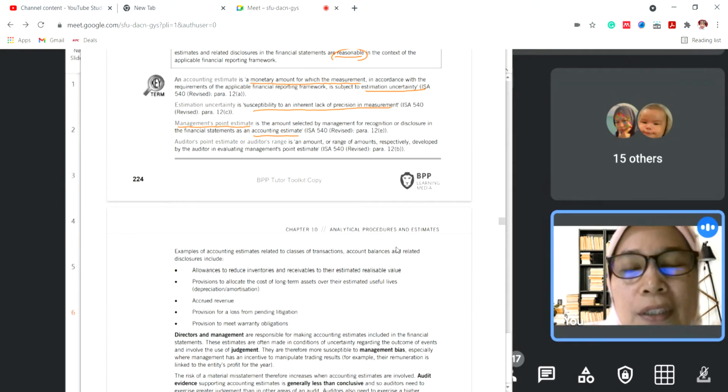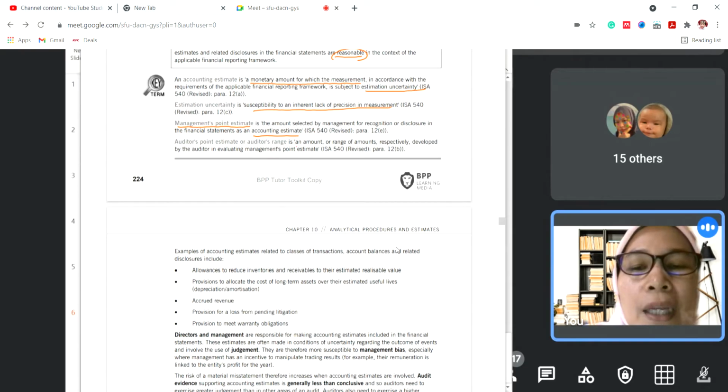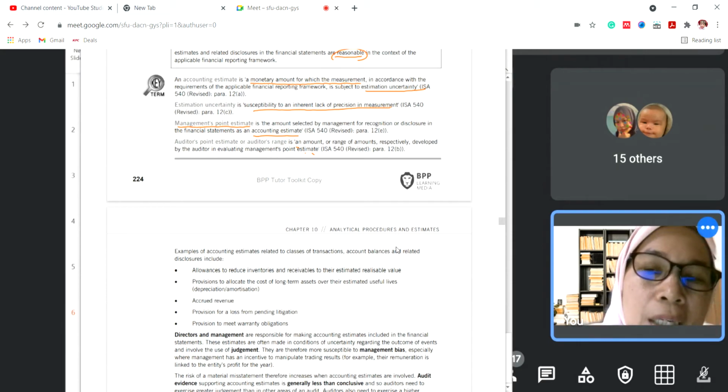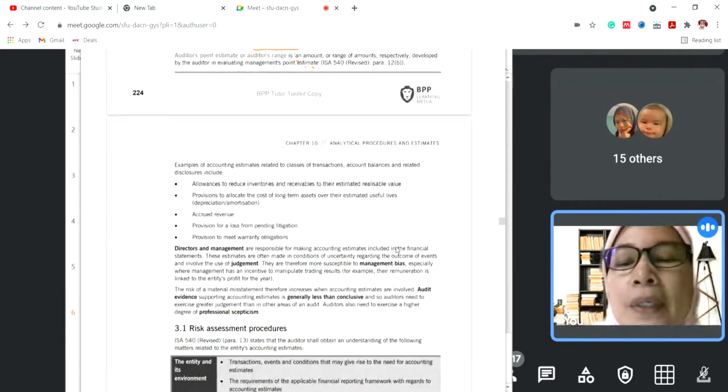Auditor's estimation is done when you do not really agree with the estimation made by the management. You set an amount or range of amounts developed by the auditor in evaluating management's point estimate. So you develop it and then you have to discuss with the management. If the management agrees with your point estimation, then they have to use it and change it. If not, you have to get justification from the management.